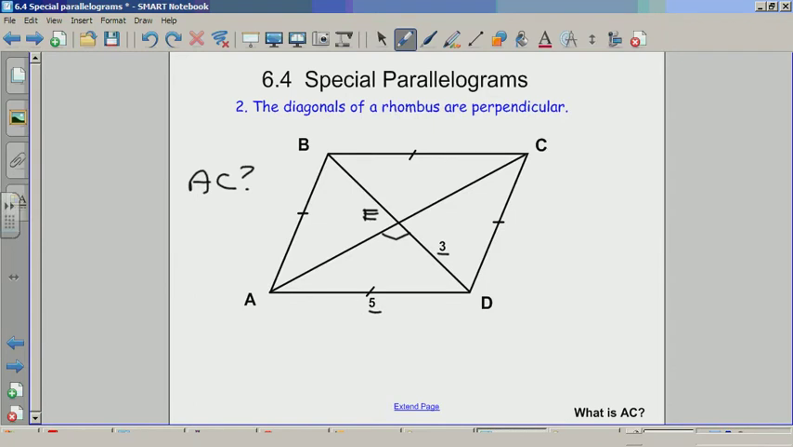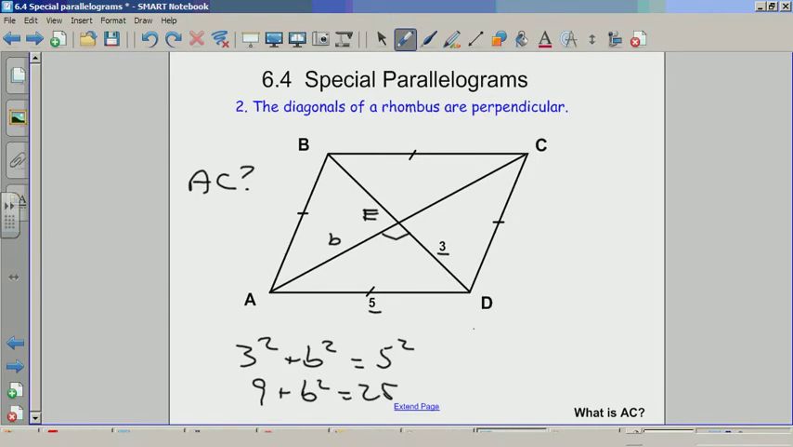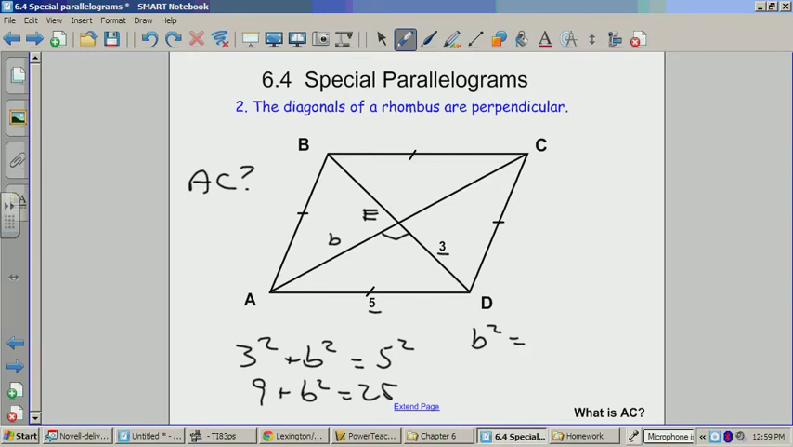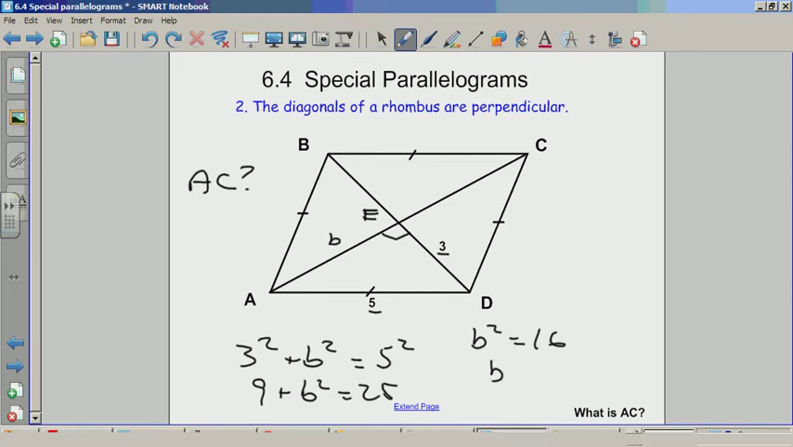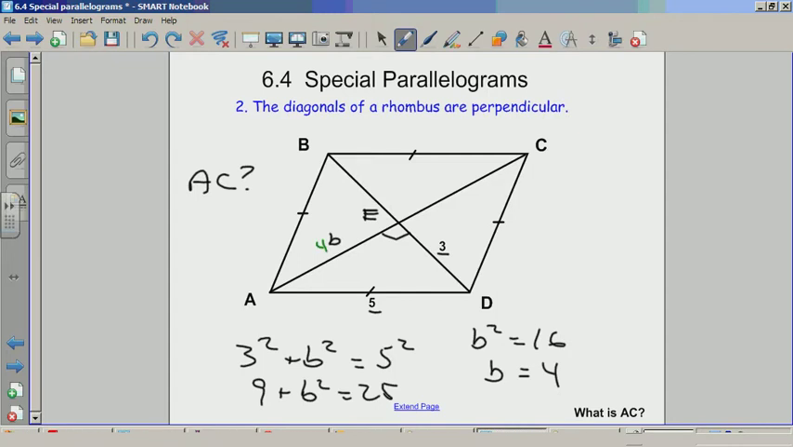Hopefully you recognize this as a 3, 4, 5 triangle, but if not, we could still do the Pythagorean theorem. I would call this side b. 3 squared plus b squared is equal to 5 squared. 9 plus b squared is equal to 25. Subtracting 9 from both sides, b squared is equal to 16. Taking the square root of both sides, b is equal to plus or minus the square root of 16. I don't need negative numbers when I'm talking about distances. The square root of 16 is 4, and so b is equal to 4. AE is equal to 4.